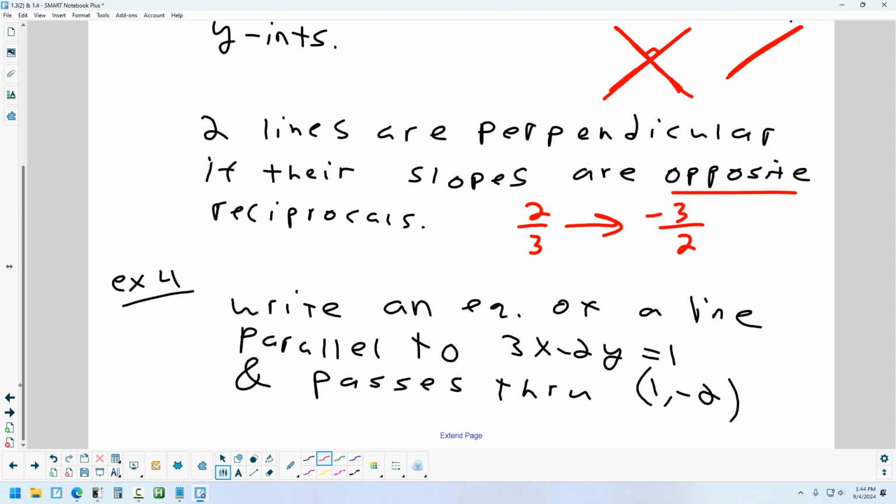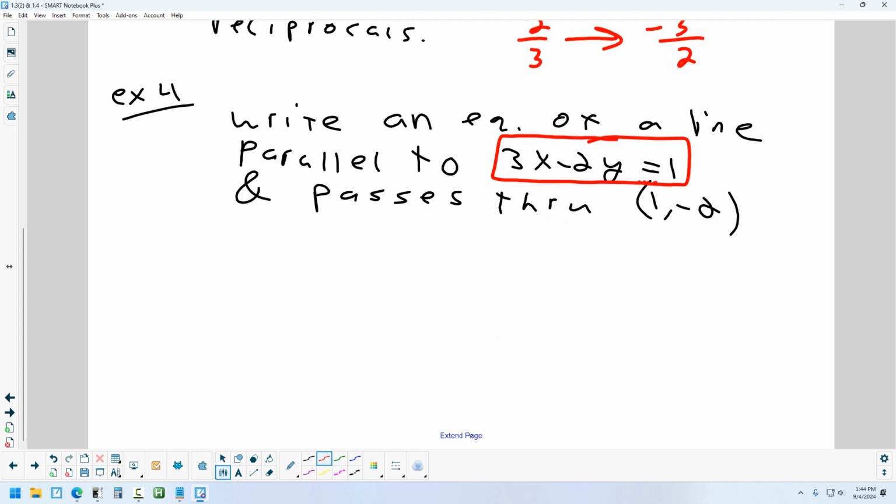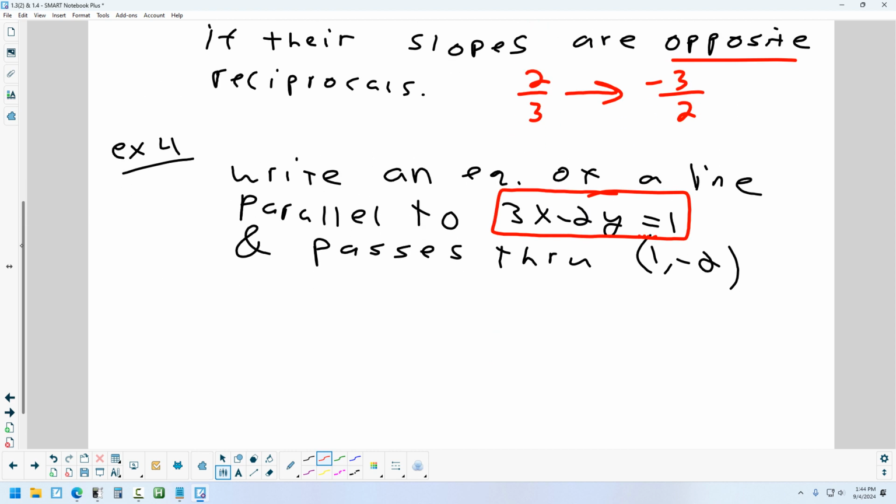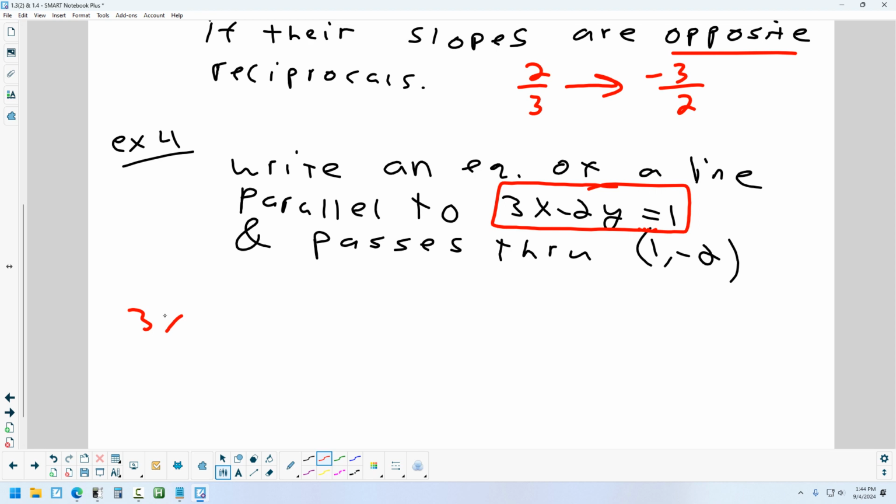Okay. So this is the kind of problem that you'll see. Write an equation of a line that's parallel to that and goes through that point. Well, if you're going to be parallel to this, what's the first thing you have to know about that? The slope. You got to find the slope of it. If you can't find the slope, then you're not going to be able to be parallel. How do we find the slope of this? We did that earlier. Y equals mx plus b. Get it in y equals mx plus b.